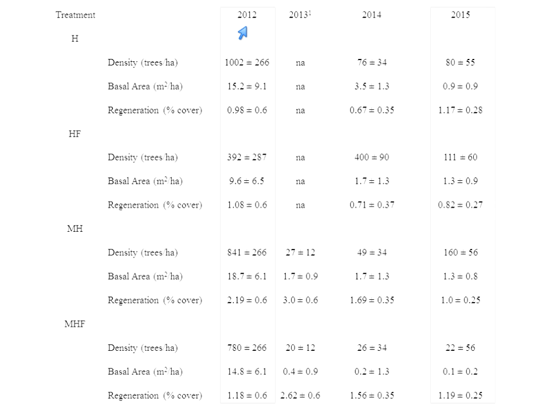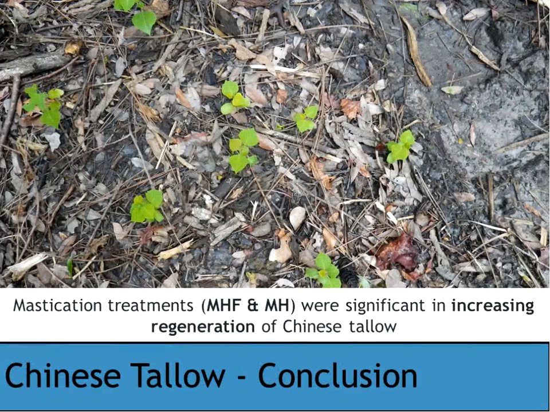And so just to give you some numbers again, remember in 2012, we started with about 400 to 1,000 stems per acre. And I apologize, I forgot to change the units over here on the left, but it's actually in acres right now. And then by 2015, we actually see reductions to 22 in the mastication herbicide fire treatment, to 160 in the mastication herbicide treatment. So no matter what treatment we did, we see a pretty large reduction in Chinese tallow. It's just which one was the most effective. And that's where we're seeing that mastication herbicide fire, that integrated treatment, was the most effective at reducing Chinese tallow density.